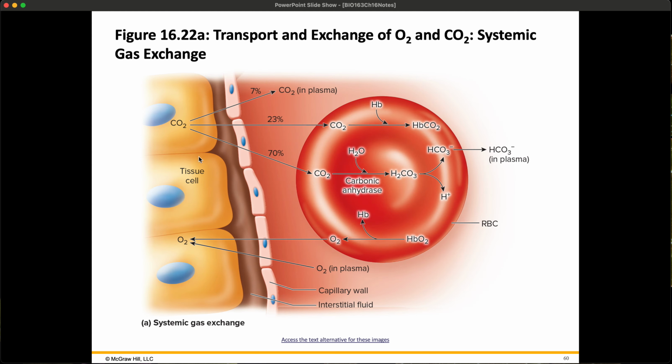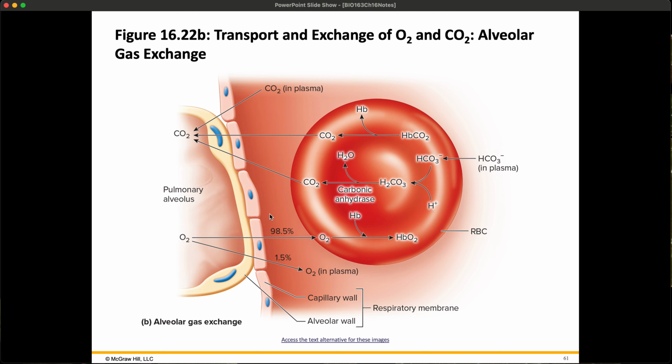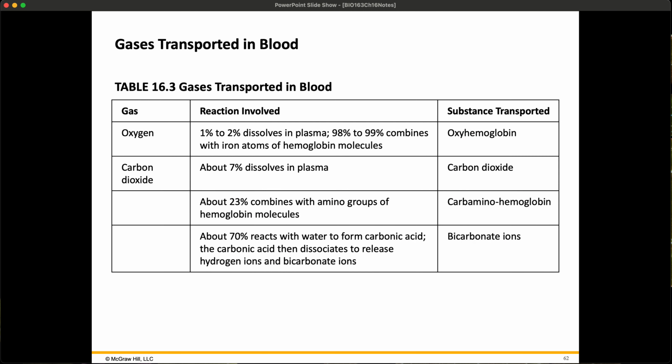Here you can see just a depiction of that. CO2 being produced in the tissue cells, diffusing into the plasma, bound into hemoglobin, and then going through this reaction to produce carbonic acid and eventually bicarbonate, which travels in the plasma to keep pH normal. And then at the lungs, it all reverses. The bicarbonate in the plasma diffuses back into the cell. It gets turned back into CO2, which is going to diffuse into the alveoli. There's this nice little table to help you understand what gases are being transported how, and on what substance.